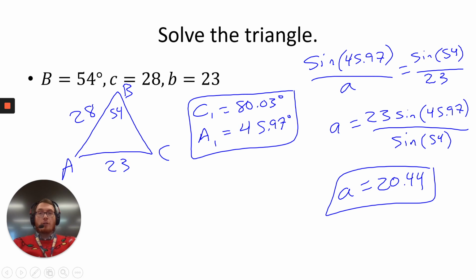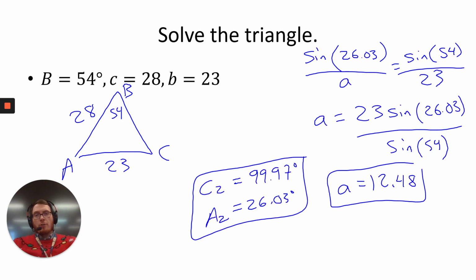So going back to the first version, now that I know angle A and C from the first version, I just use that and do my law of sines. So sine of 45.97 over A, and then sine 54 over 23 are used again. Cross multiply and solve for side length A, 20.44. So that's one set of answers. Okay, that's one triangle that's possible for that situation that would be an acute triangle.